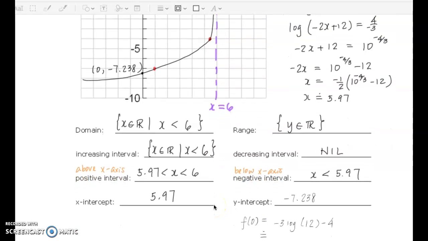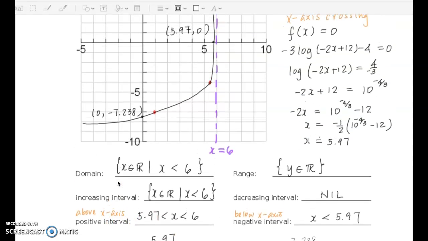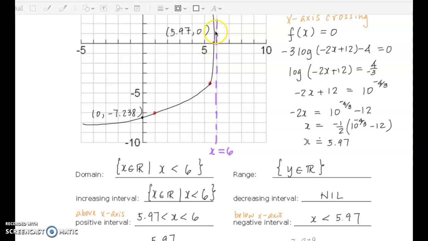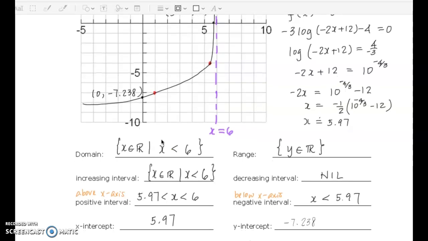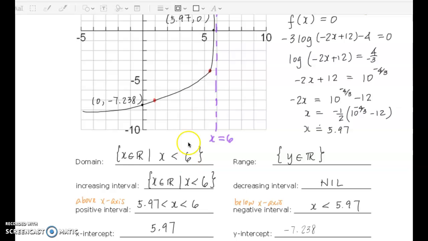The next set of questions asks you to find the positive interval, negative interval, x-intercepts, and y-intercepts. By positive interval, we mean the part of the graph that stays above the x-axis. And by negative interval, we're talking about the part of the graph that is below the x-axis, but not including 0, right? Because 0 is neither positive nor negative. So how do we find that? Well, I think the easiest way is for us to figure out where the x-intercept is.